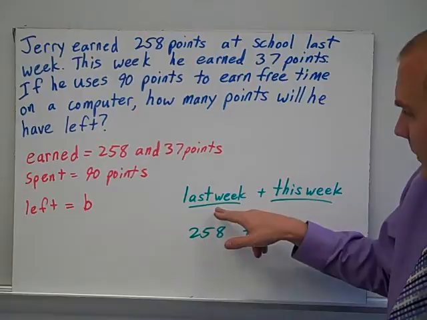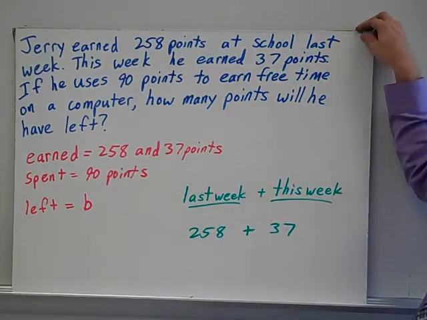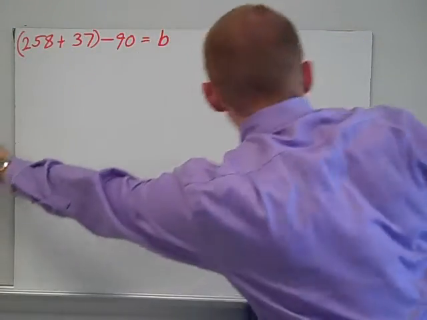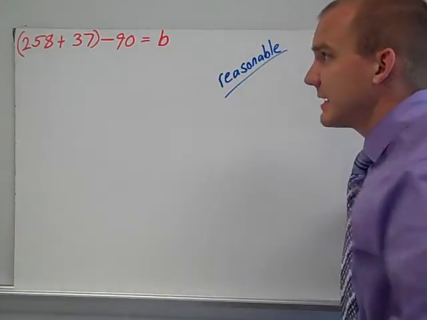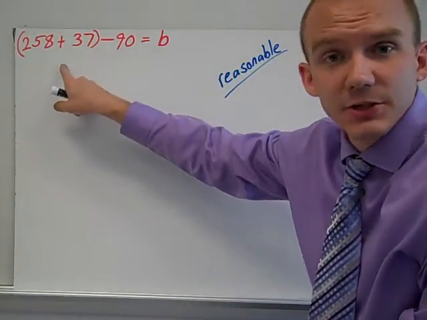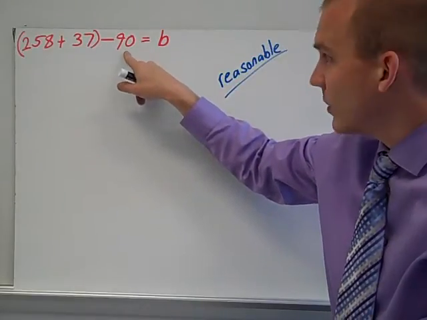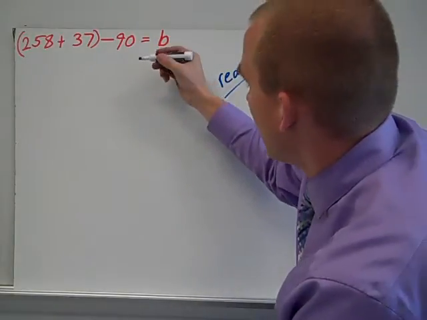First thing I want to do is think, I want to add last week plus this week. 258 plus 37. So let's kind of work through this. I want 258 plus 37, and I put those in parentheses. I need to do that first, and then take away 90. That's how many he spent. And that will give me B, how many he has left. So let's start that out.